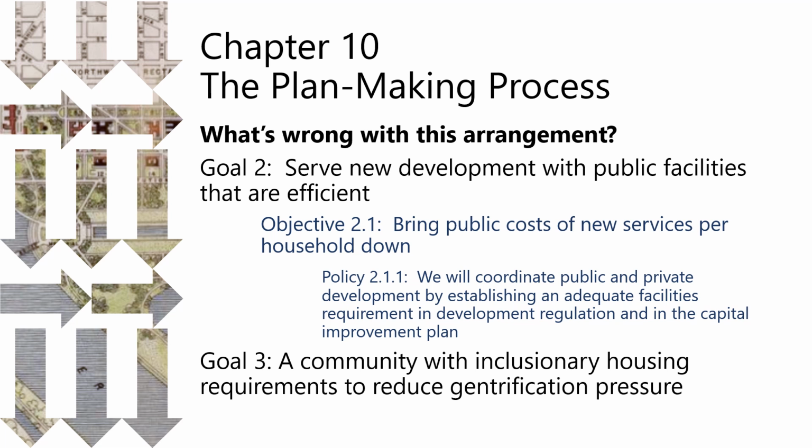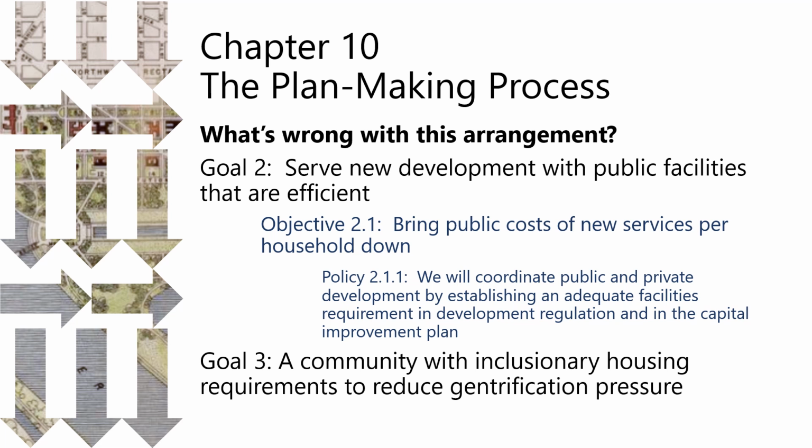What's not right is that the line starts with a verb. A goal should not start with a verb. A verb tells you how something is going to happen. What we're looking for is for goals to talk about an end state. What is the end objective? And so the end objective might be public facilities that run efficiently. That might be a way to change goal number 2. Objective 2.1 says bring costs of new services per household down. What's wrong with that statement? What's wrong with it is that it's not measurable. It's saying what direction it should head, but it's not saying how to measure that.